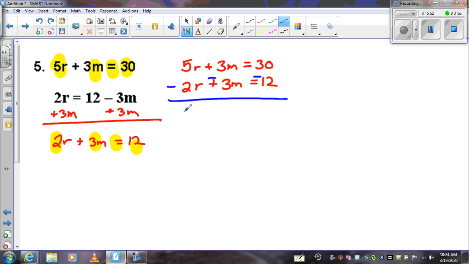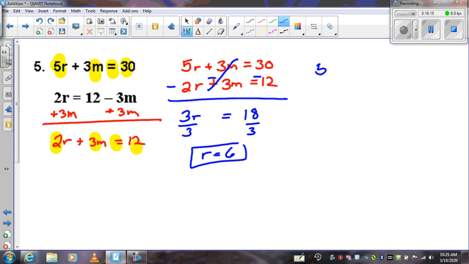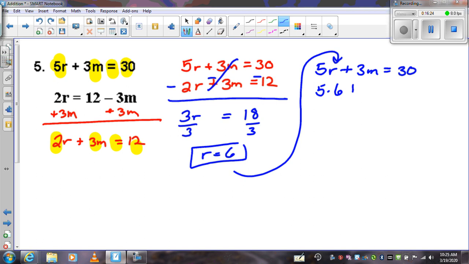So now let's go ahead and add them. Or subtract them, however you want to look at it. These are going to cancel, and this over here should give you, what, 18? So r is equal to 6. And then you have several equations to choose from. I think I'm going to go with the 5r plus 3m equals 30. So 5 times 6 plus 3m is equal to 30. So 30 plus 3m is 30.